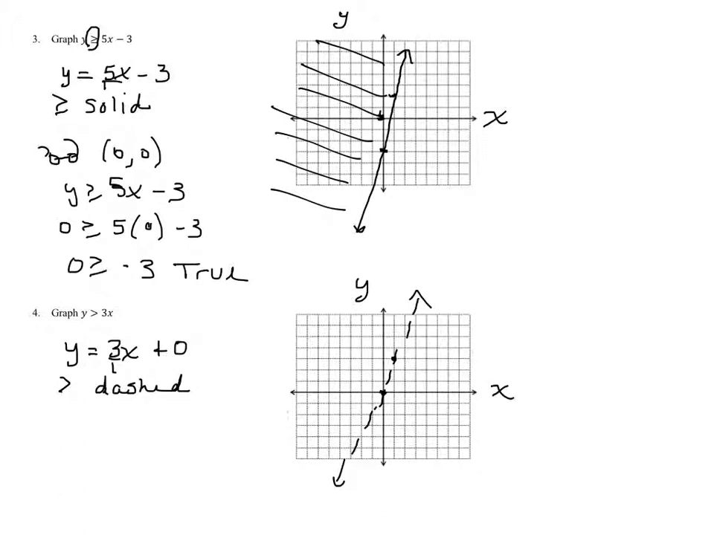Okay, so now we have to pick a point not on the line, and unfortunately this line is going through 0, 0. So I'm going to pick, I don't know, let's pick a point 5, 0, which is way out here, 1, 2, 3, 4, 5. So I know it's definitely not on the line.